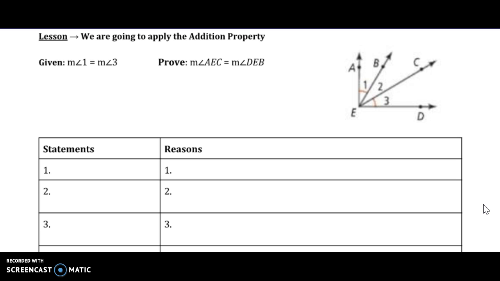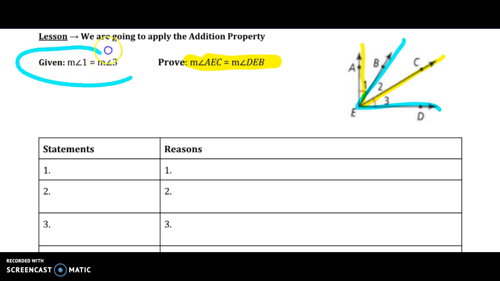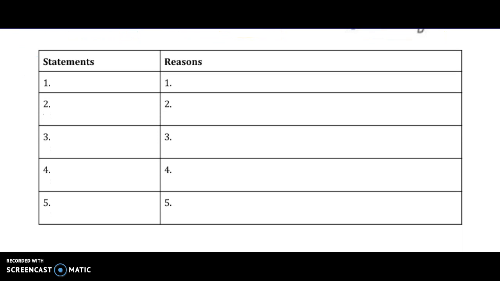So we're going to do a proof, and we are going to show that AEC is the same as DEB. Okay? And they give to us that the measure of angle 1 is equal to the measure of angle 3. Well, I can go right down to my table, and I can fill in the information for the first step. You should be able to do that at this point. The measure of angle 1 equals the measure of angle 3. That is given. And I should be able to fill in the final step, right? What we are trying to prove is the final step.